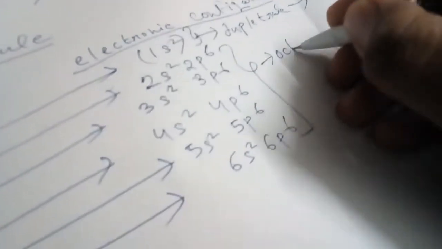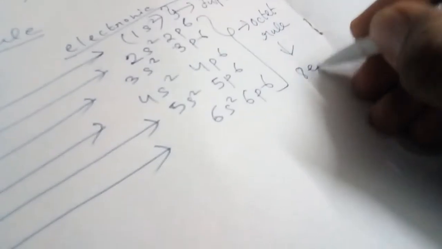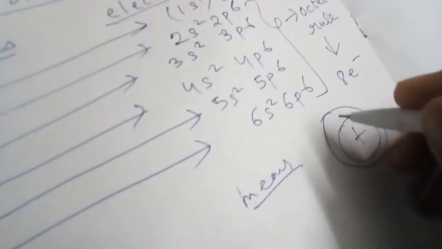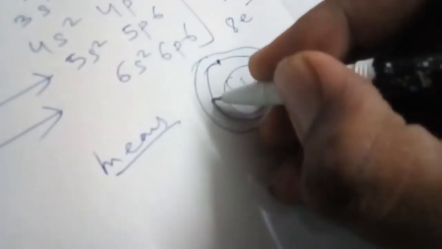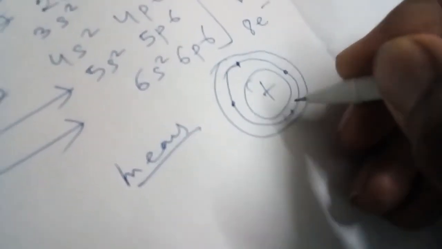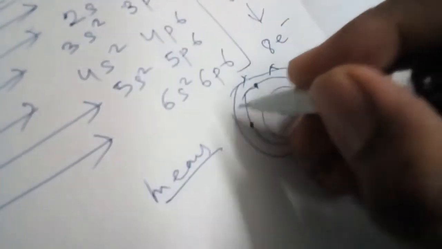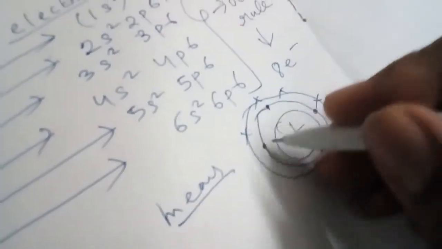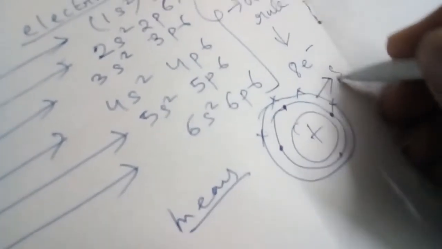Next, this comprises the octet rule, meaning 8 electrons in the atom. Here, 8 electrons.